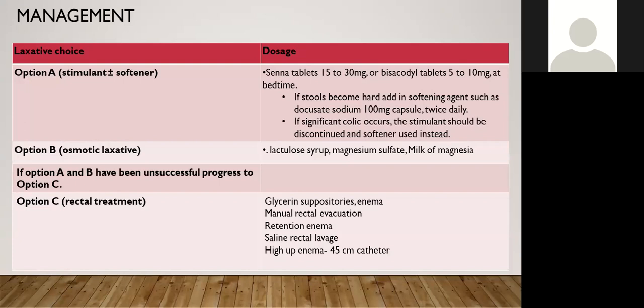Then option B, you can give osmotic laxative, lactulose, magnesium, and milk of magnesia. In patients with liver problems, we always prefer to give lactulose to prevent hepatic encephalopathy. Now, if options A and B have been unsuccessful, then usually progress to option C, that is rectal treatment, which includes the suppositories, the enema, manual rectal evacuation. You can give retention enemas, saline lavage, and high-up enema with a suction catheter. Next slide.